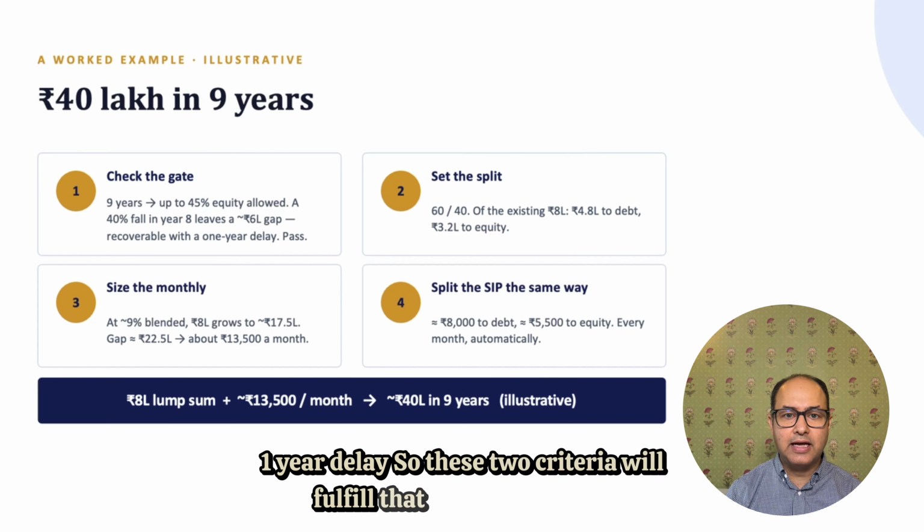Now, 60-40 split of the existing 8 lakhs: 4 lakh 80,000 in debt, 3 lakh 20 in equity.